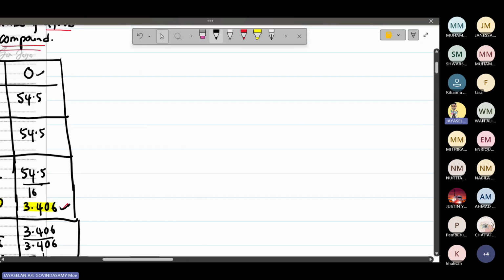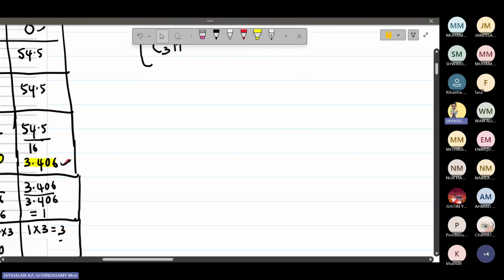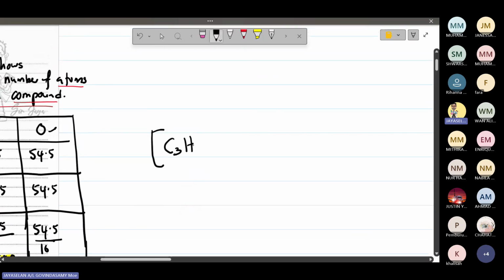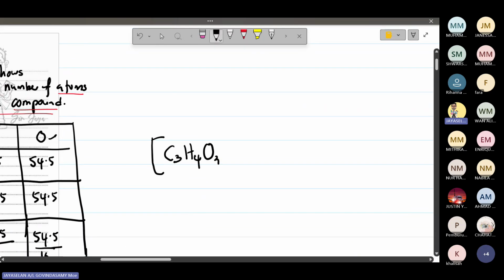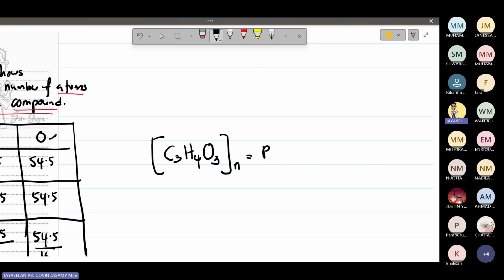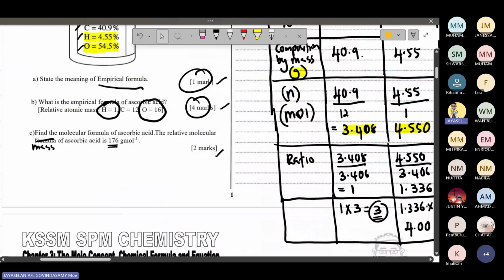So I do here. The empirical formula, open bracket, you write down the empirical formula. C3, H how many? Look back at the question, H4, right? H4, O3. Okay, you must put one symbol equivalent to your RMM or RFM. RMM is given how much? 176. You all see the question. It is given 176, right?